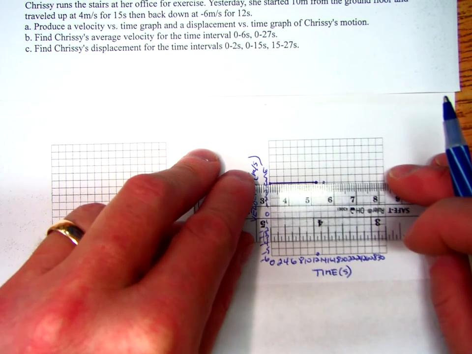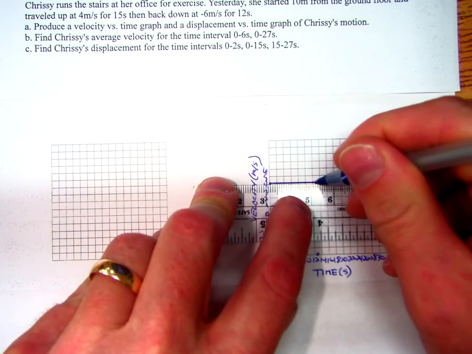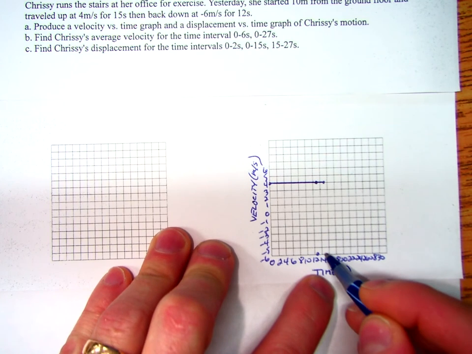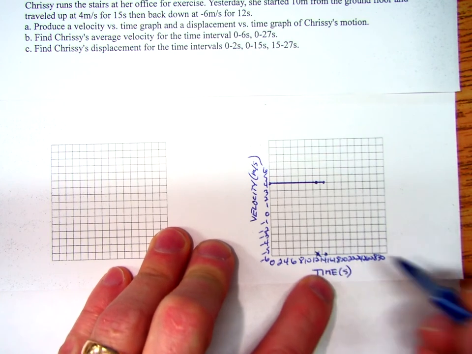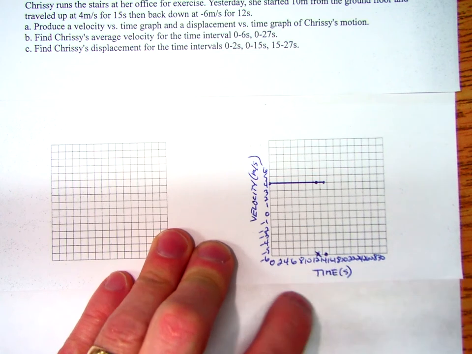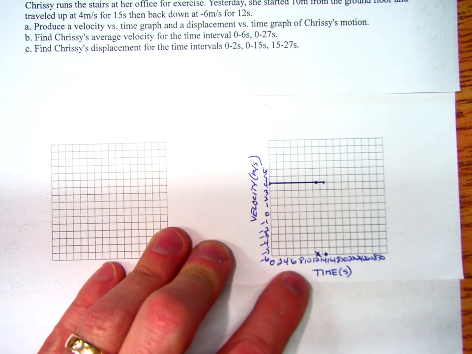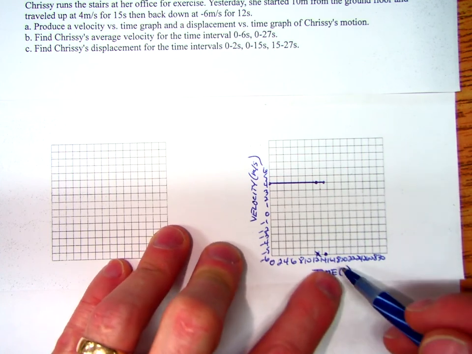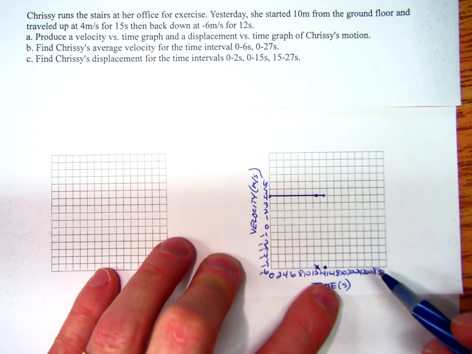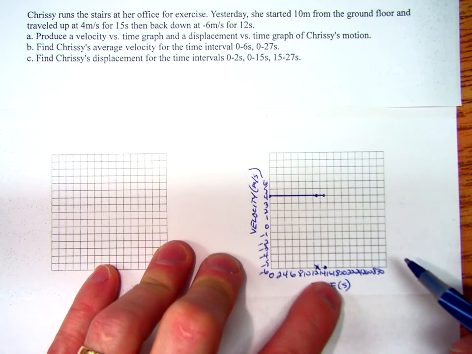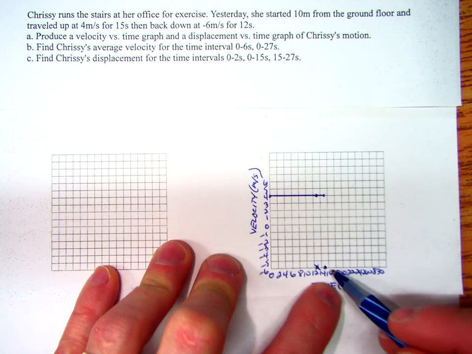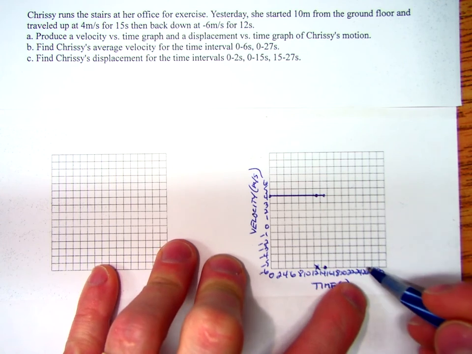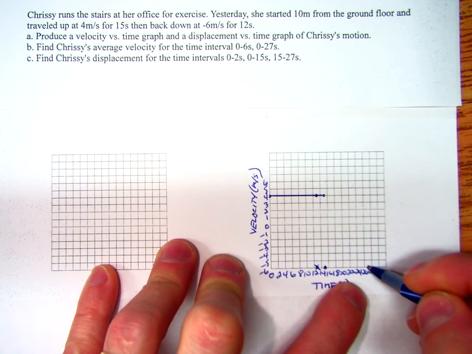It's hard to see on this small graph. So this dot is actually right here. That doesn't matter until you get to the position graph. Yes. So the 10 meters in this problem is the starting position. Okay. All right. So 15 to 27. So here's 24, 26. Here's 27.